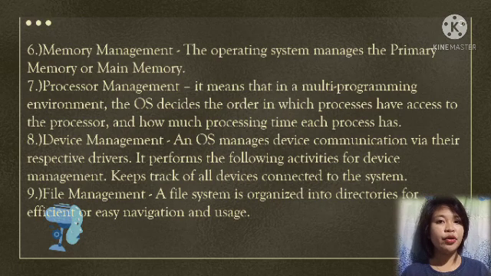Six, memory management. The operating system manages the primary memory or main memory. Seven, processor management. It means that in a multi-programming environment, the OS decides the order in which processes have access to the processor and how much processing time each process has.